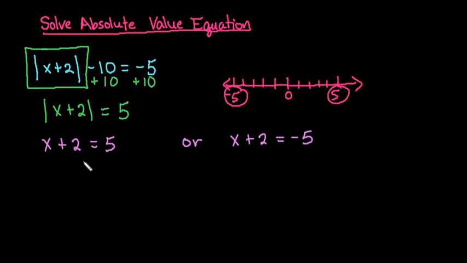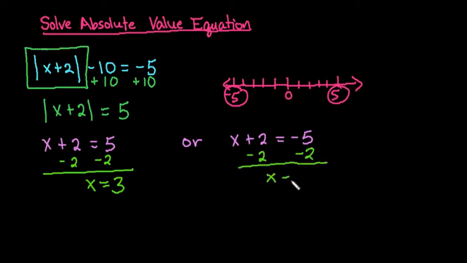We would then solve both of these equations, so this is a very simple equation to solve. We end up with our first solution, x equals 3. The second solution is x equals -7.